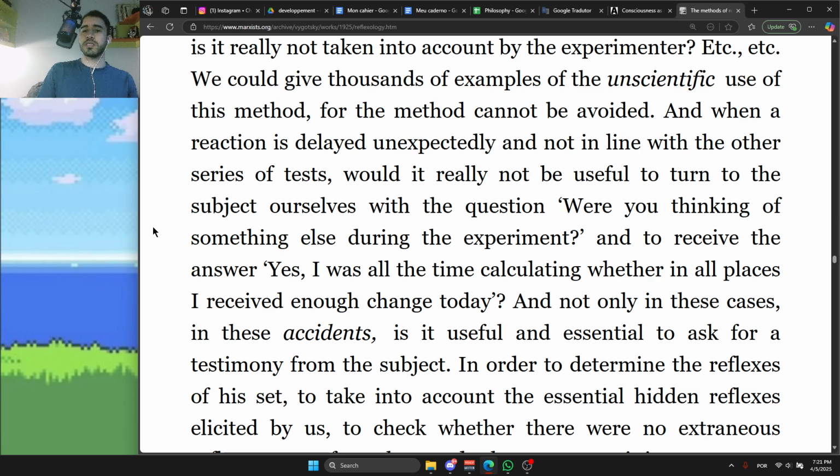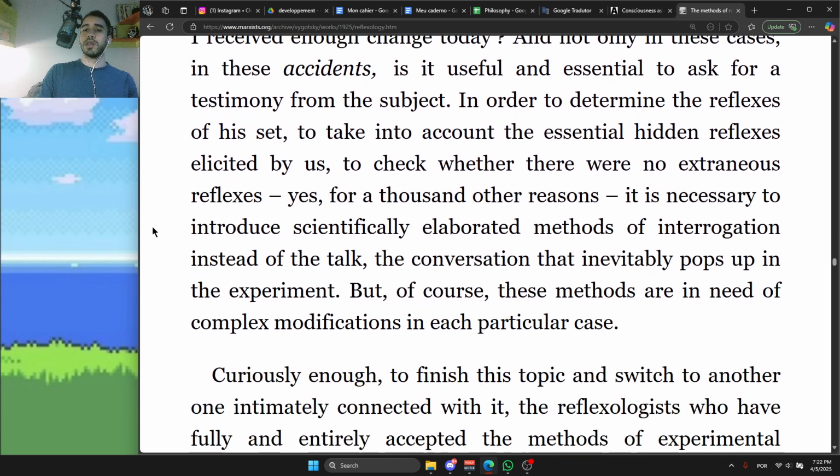And to receive the answer, yes, I was all the time calculating whether in all places I received enough change today. And not only in these cases, in these accidents, is it useful and essential to ask for a testimony from the subject in order to determine the reflexes of his set, to take into account the essential hidden reflexes elicited by us, to check whether there were no extraneous reflexes.